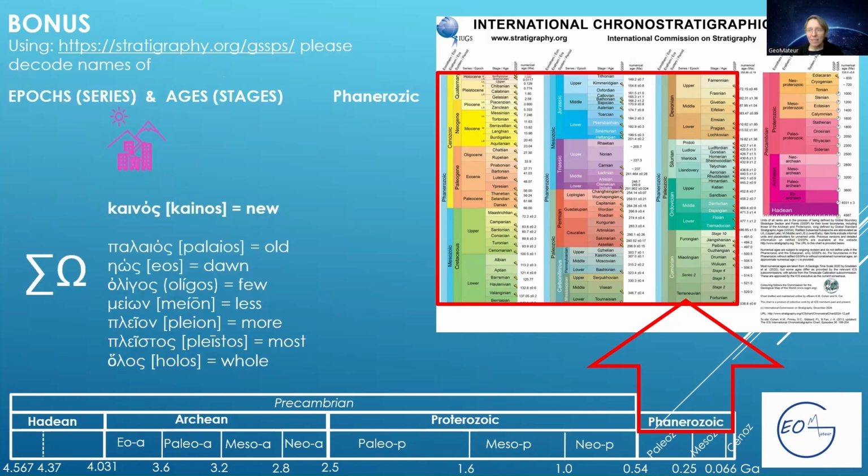And now there's a task for you. Using the International Commission on Stratigraphy website, try to decode the names of epochs and ages, those that are connected with places, maybe find the geographical location. Also, there are some names with etymology that comes from Greek words. Here you go, you have a hint for the word.